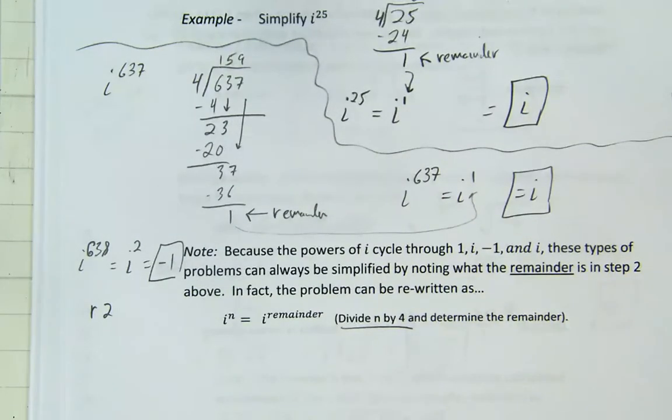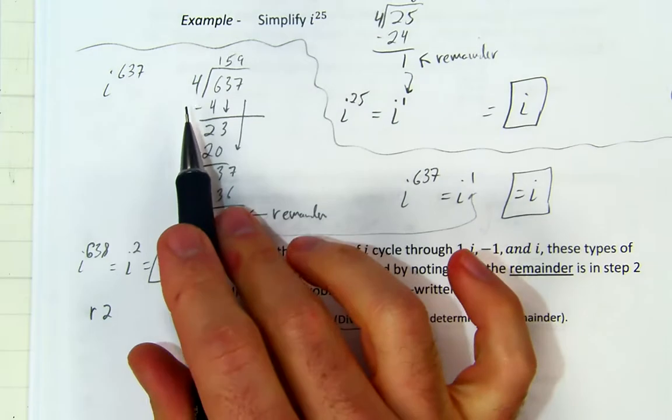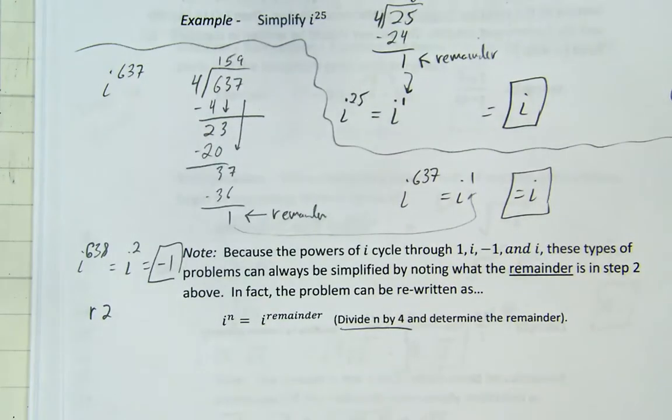Since we're dividing by 4, you're only going to have a remainder of 0, 1, 2, or 3. You're never going to have a remainder of 4, because that means you didn't divide correctly. Hopefully that clears up what i is and the powers of i. We'll look at how to apply this in the next video.